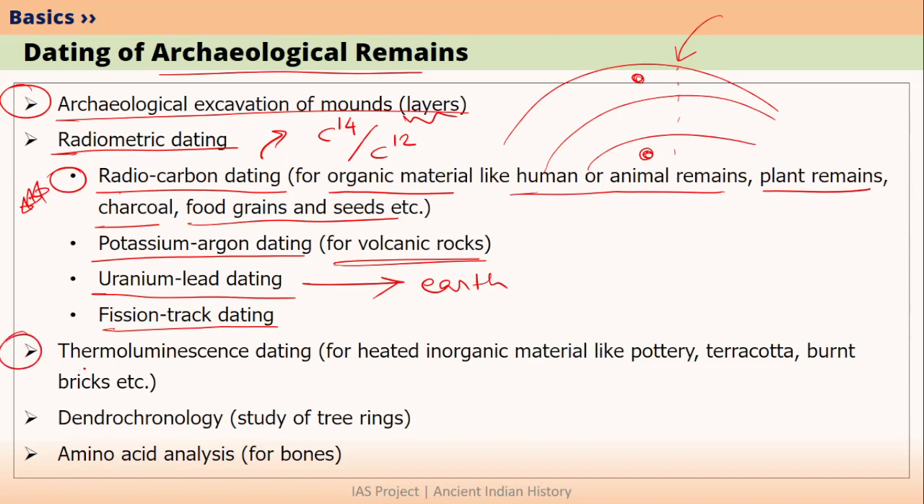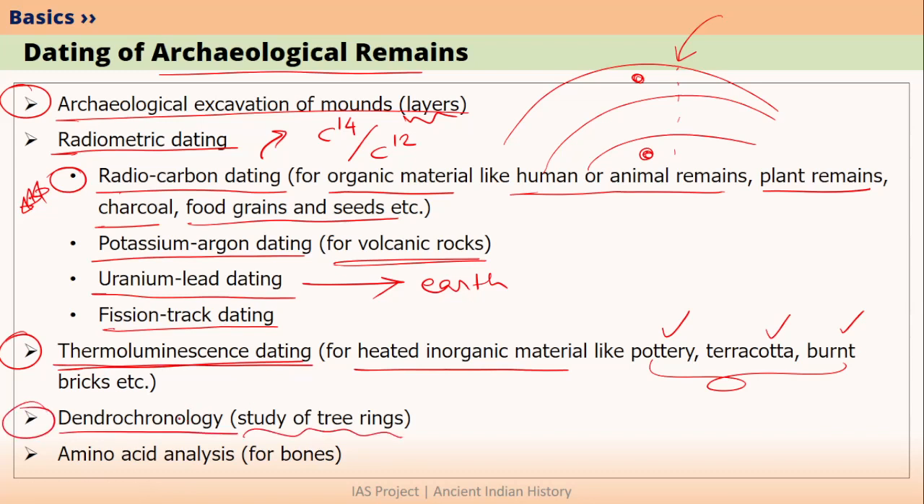Another scientific technique is thermoluminescence dating, which is mainly used on heated inorganic material. For example, pottery, terracotta, burnt bricks. When we burn these in fire, we generally reach a certain temperature. Because of reaching a certain temperature, there are some kinds of changes within that material, and those changes can be tracked using thermoluminescence dating. The next scientific technique is the study of tree rings. This is mainly used to study or date timber or wooden objects. The last method shown here is amino acid analysis, which is mainly used for dating of bones.